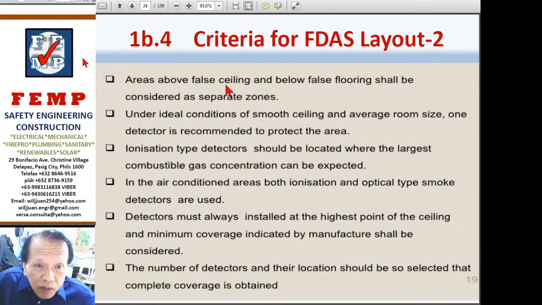Okay, areas above the false ceiling and below false flooring shall be considered as separate zones. Okay, under ideal conditions of smooth ceiling and average room size, 1 detector is recommended to protect the area. Then, ionization type detectors should be located where the largest combustible gas concentration can be expected. And say for example, it is also important to provide fire gas detectors in this kind of location where you have combustible gases. In the air-conditioned areas, both ionization and optical type smoke detectors are used. And detectors must always be installed at the highest point of the ceiling, and a minimum coverage indicated by the manufacturer shall be considered.